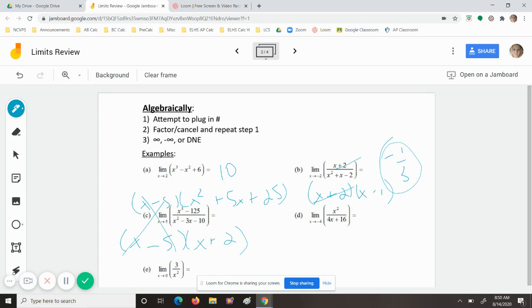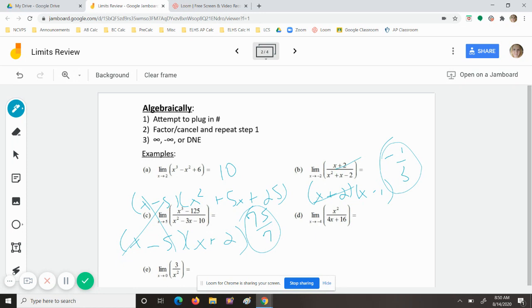Now we can plug in 5. On the top, we would get 75. On the bottom, we would get 7. Doesn't reduce, so 75 over 7 is our limit. I would suggest you go back and look at sum and difference of cubes formulas if you don't remember those.